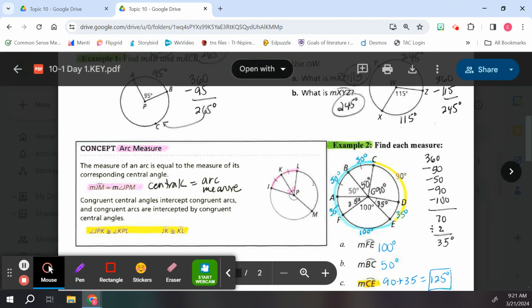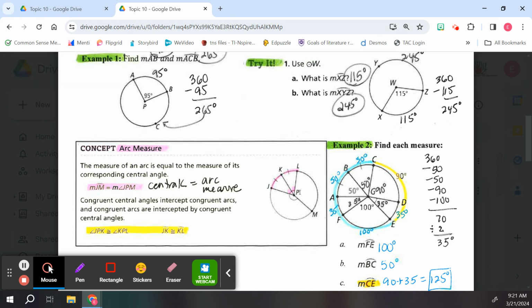So if we look at this, what they're saying is that since this radius, KP, is breaking this arc up into two congruent arcs, that means these angles right here will also be congruent, and vice versa. Okay?